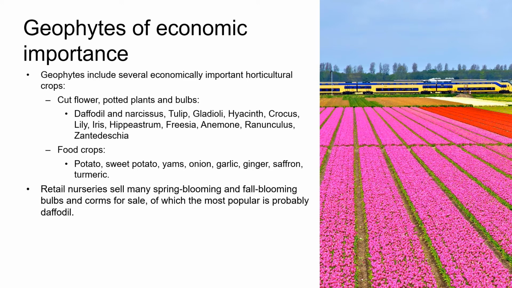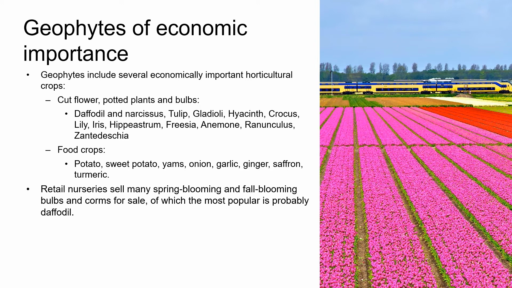Geophytes include several economically important horticultural crops. Probably the most familiar are the bulb, cut flower, and potted plant crops, such as daffodils and tulips, which are important in the Netherlands, England, Canada, and parts of the US, including Oregon and Washington.